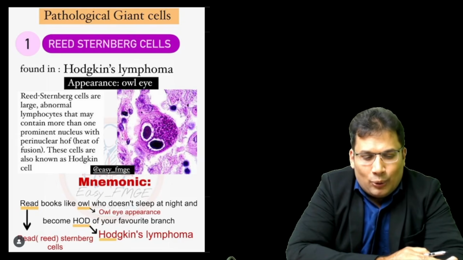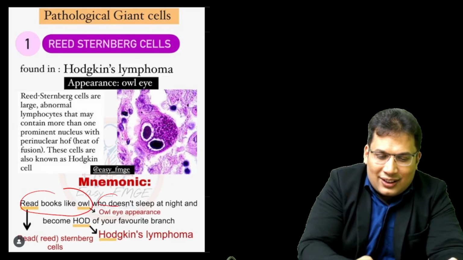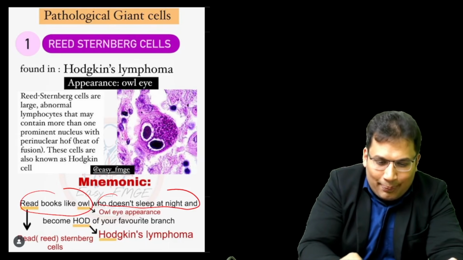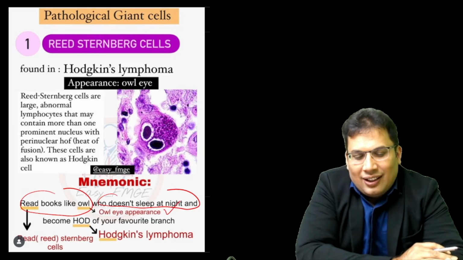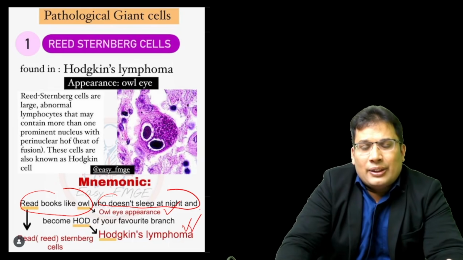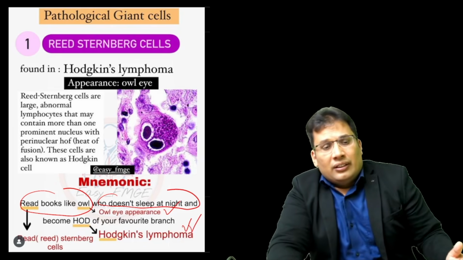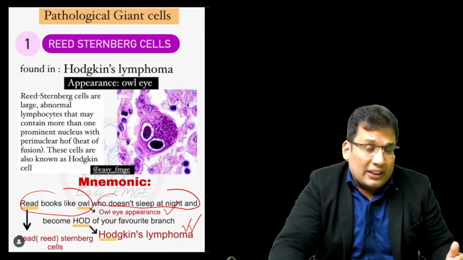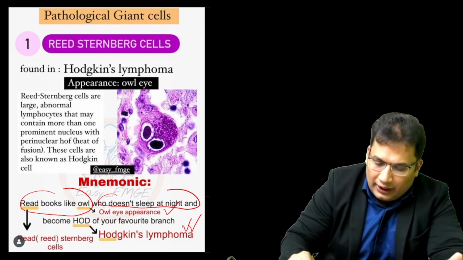You can remember the mnemonic: read books like an owl who does not sleep at a time. That is owl-eye appearance. Become HOD of your favorite brand, that is basically Hodgkin's lymphoma. This is what we discussed many times in our classes. So this is basically a Reed-Sternberg cell. You can write about types of RS cells in different types of Hodgkin's lymphoma. That is actually, you will get 3 out of 3.